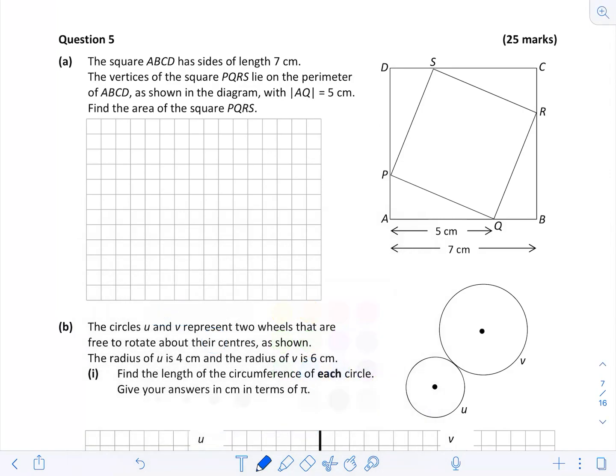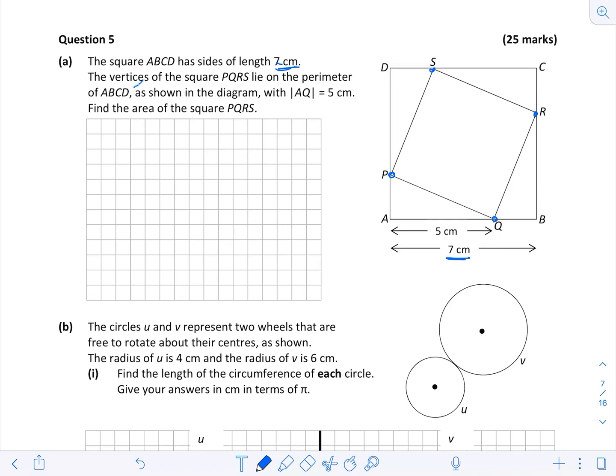I think my pen has died now, okay. So 7 centimeters, 7 centimeters. The vertices of the square PQRS lie on the perimeter of ABCD. So that's this thing here. Yeah, that's given in the diagram, as shown in the diagram.